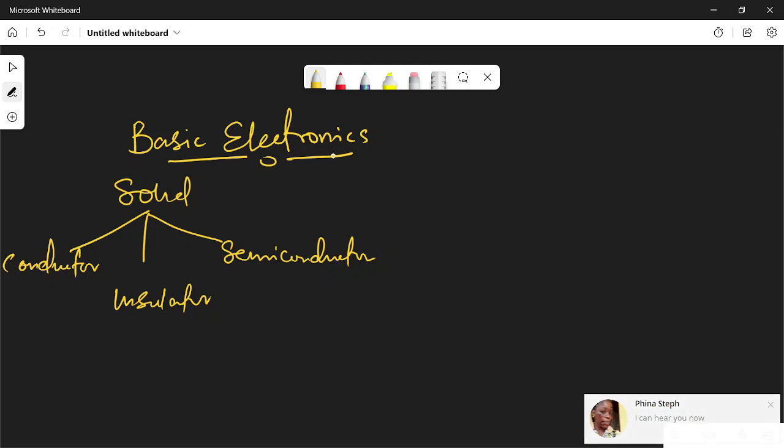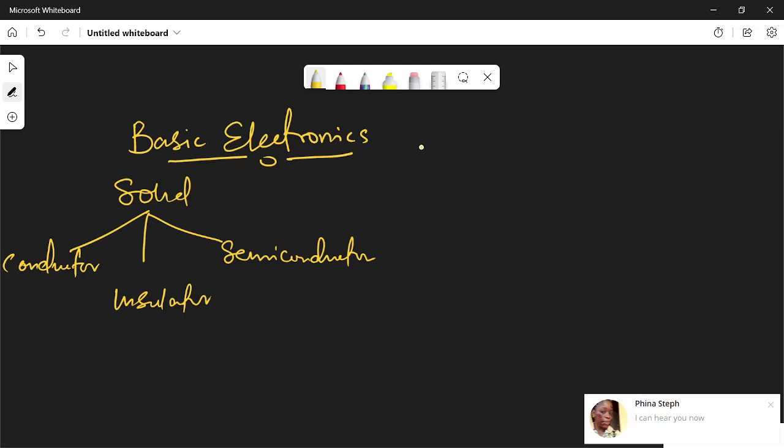Now we're talking about basic electronics. And I want you to pay maximum attention to this topic with the way I want to teach it, such that you can have everything upstairs without cramming it. When you say solid, we can categorize them into three: conductor, insulator, and semiconductor.